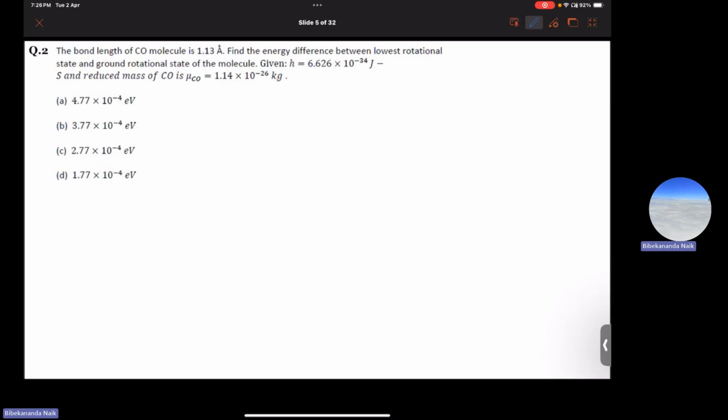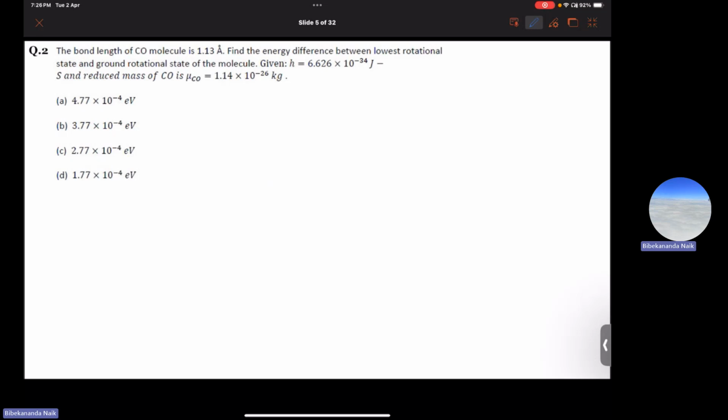And the options are: option A, 4.77 into 10 to the power minus 4 electron volt; 3.77 into 10 to the power minus 4 electron volt; 2.77; and 1.77. So these are the four options. The question is pretty much similar to the previous one, but in the previous one, directly the moment of inertia value was given.